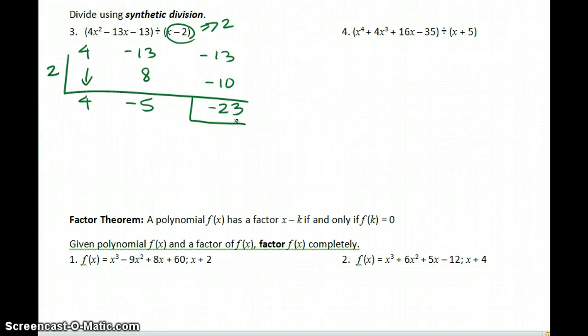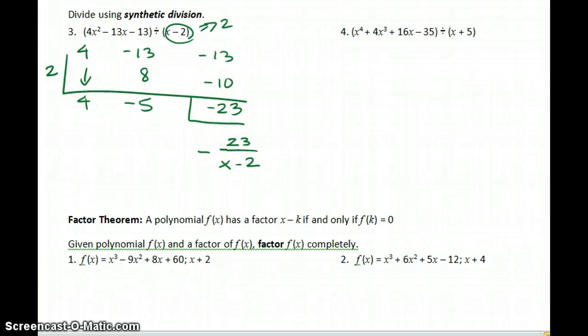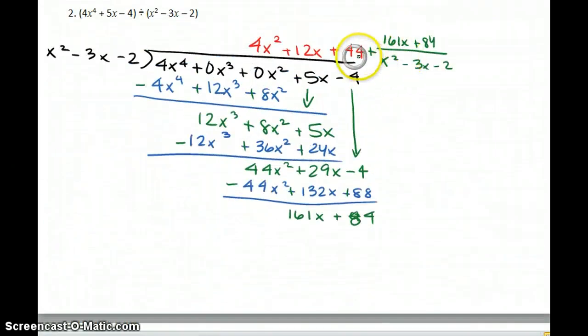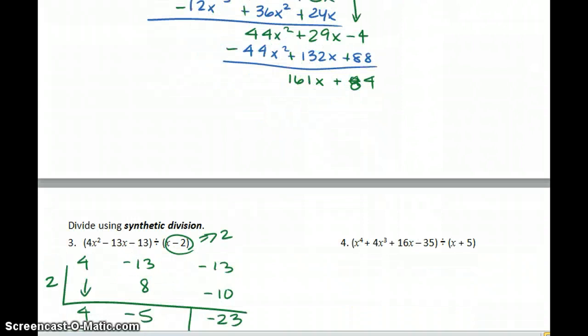So here's the thing. I'm going to write this from right to left instead of left to right, because what we had before is now going to be my remainder. So it's going to be negative 23 over what we were dividing by, x minus 2. Now, if you look back up on your papers, it should go remainder, then a constant, then your x term, then your x squared, and if there was one, there'd be an x cubed, and so on and so on.